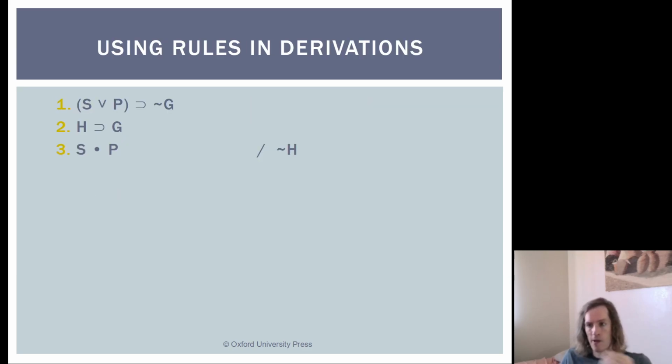Right. So here's some examples of using these rules of inference in derivations. So your homework assignments are going to look like this, where a lot of them you'll be given an argument. Here, this is an argument with 3 premises and then a conclusion here. And then you'll be asked to derive the conclusion from the premises.